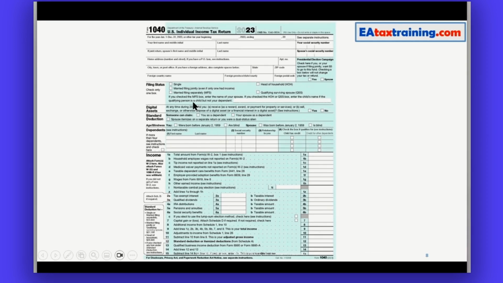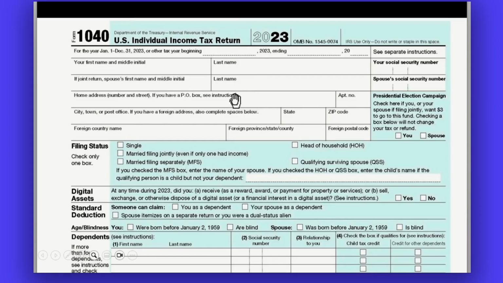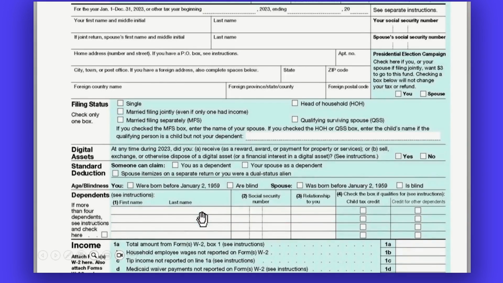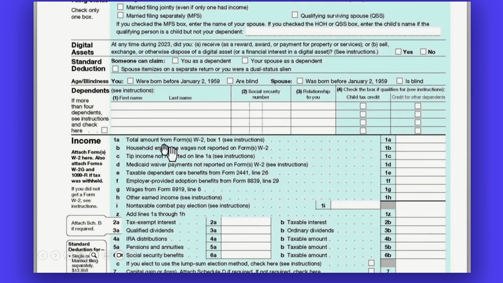So this is page 1 of the 2023 Form 1040, and we will zoom in here so we can see it better. So you can see at the top, we start with kind of the basic information to get going. And then as we scroll down, you can see we've got dependents that might be listed. And then we get into income.